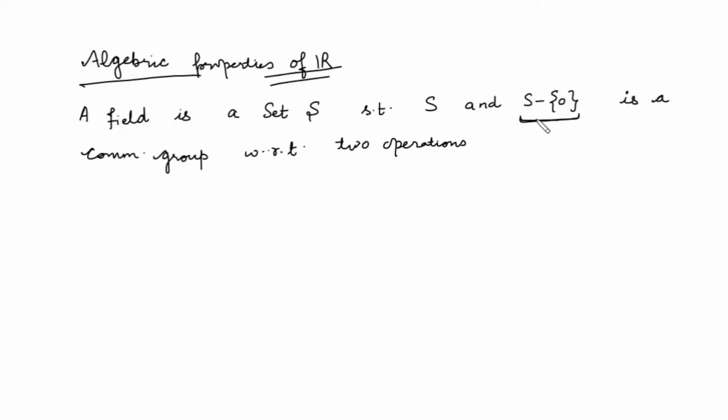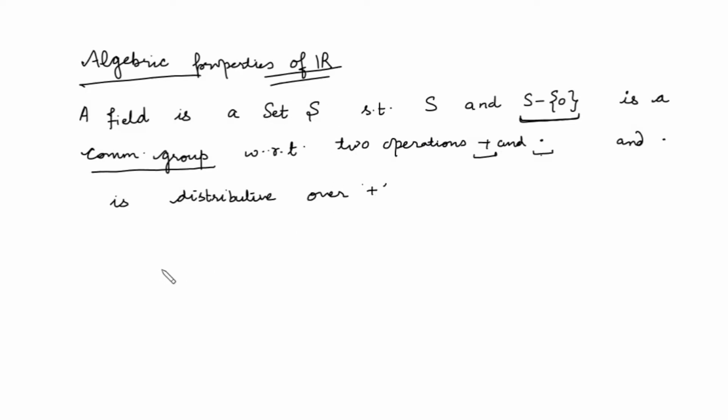Now these two sets should be commutative group with respect to the two operations. One is the addition and other is the multiplication. It should satisfy the properties that it should be commutative group with respect to the operation plus and multiplication, and multiplication is distributive over the addition. So first of all, these two operations should be defined on a set S.